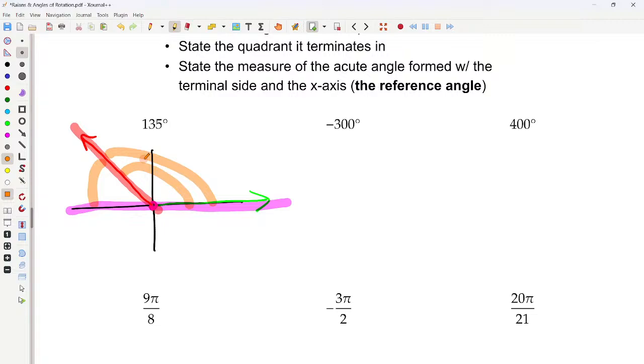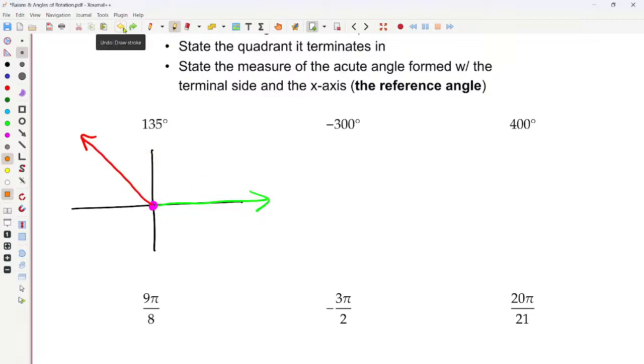Which one is acute? What does acute mean again? It's the smaller one. Smaller than what number? Smaller than 180. It is smaller than 180, but 135 is not acute. It's also smaller than 90. So it's bigger than 0 and smaller than 90. That's important later. Acute angles have to be positive, so it has to be a number between 0 and 90. That number is bigger than 90, so that's not the acute angle. We want this angle right here, called the reference angle.